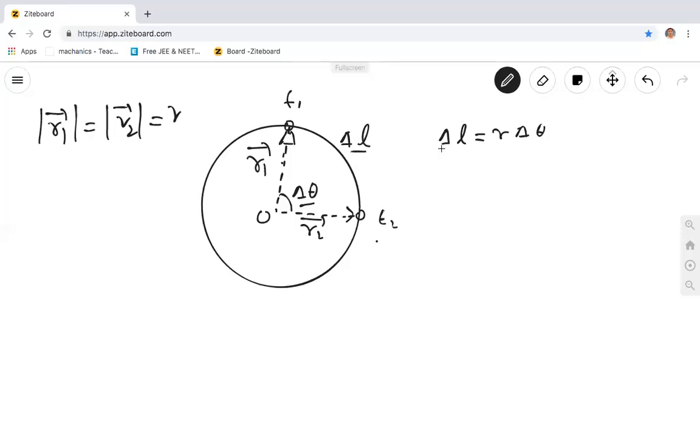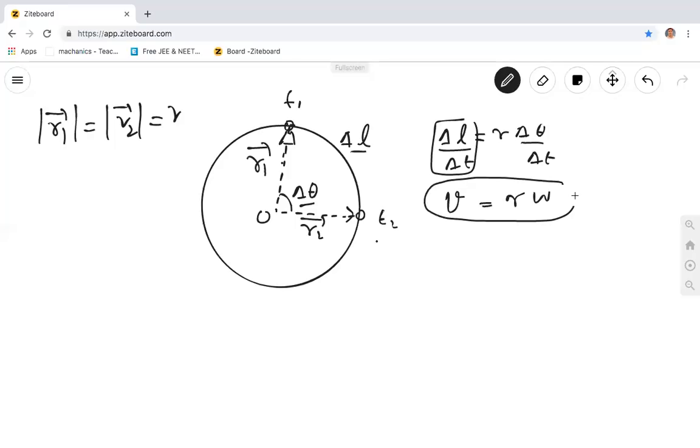If I divide both sides by delta T, this delta L by delta T is distance covered by time, that is speed. Isn't that so? Yes, sir. That is speed. Delta L, path covered by time is speed, and it is equal to R times delta theta by delta T, which is omega. You got a nice relationship. And generally you say V is equal to R omega. Okay. If I differentiate this V, that's dV by dt, isn't that?